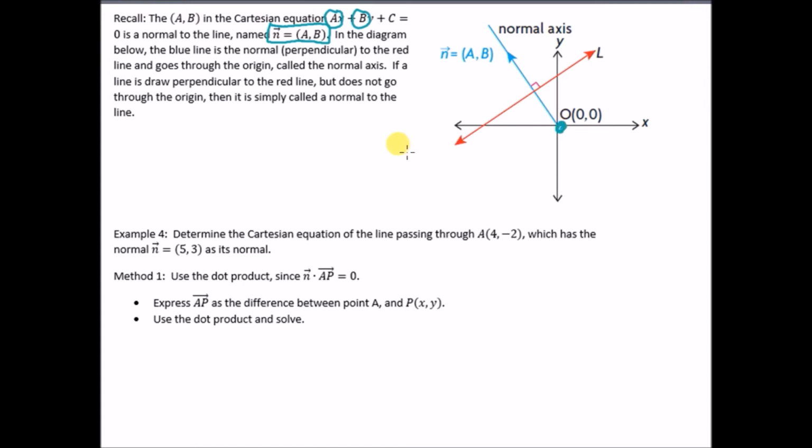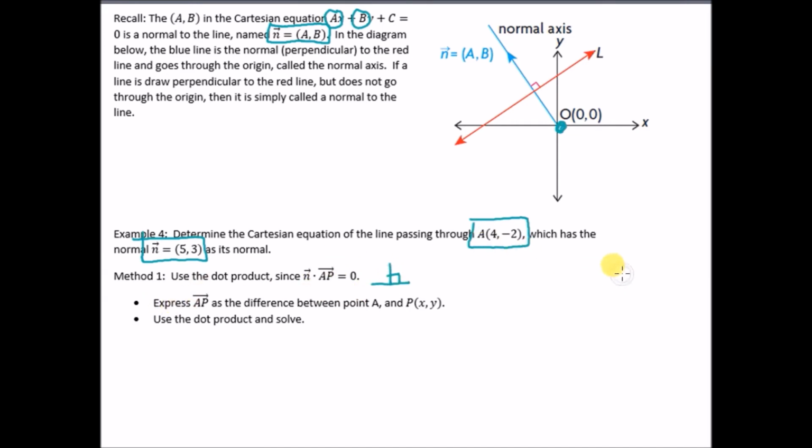Okay, so example 4: determine the Cartesian equation of the line passing through this point, A (4, -2), which has this normal, (5, 3). Okay, so there are two methods of doing this. First, we can use the dot product, since we know that any normal dotted with the direction vector of our line equals 0 because they're perpendicular, of course. Okay, we can use that.